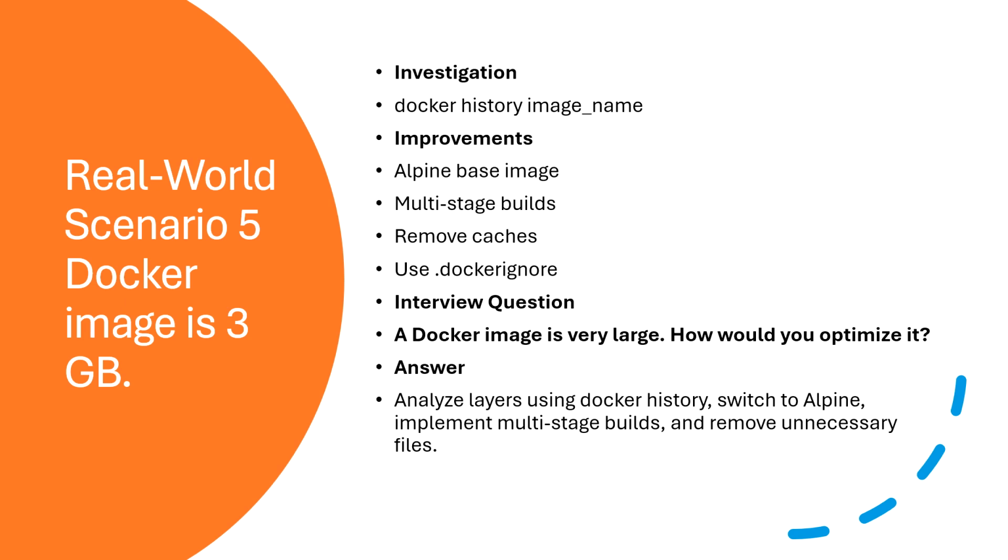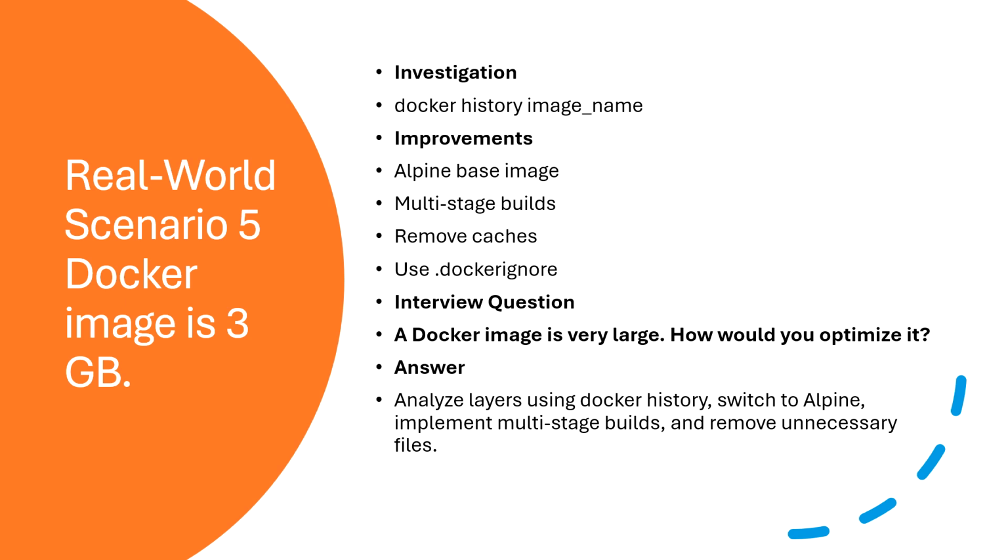We can make use of lighter images as discussed. We can make use of Alpine images. We can apply multi-stage builds to minimize the size. We can remove the caches and use a .dockerignore file. Unnecessary dependencies we can remove. So overall, we can analyze layers using docker history, switch to Alpine images, implement multi-stage builds, and remove all the unnecessary files and packages.